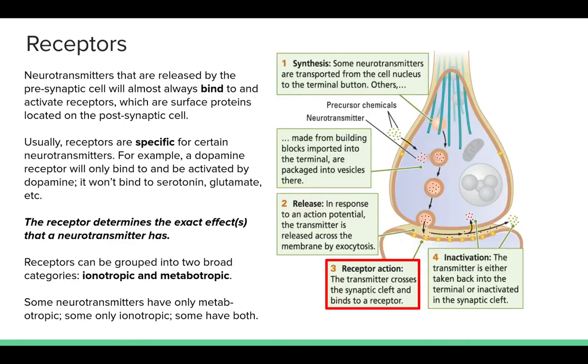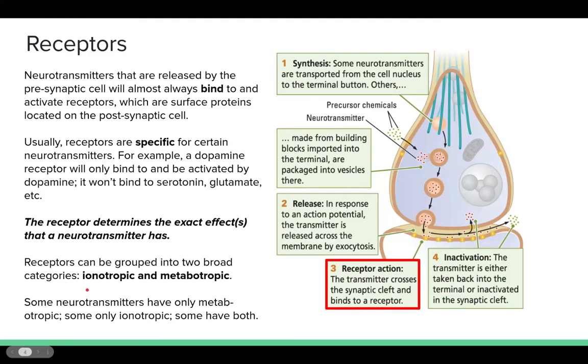Now, in very broad terms, we can categorize these receptors as being one of two kinds: either ionotropic or metabotropic. I just want to emphasize these are broad divisions. There are many, many different kinds of receptors, but very generally we can divide them into ionotropic and metabotropic.